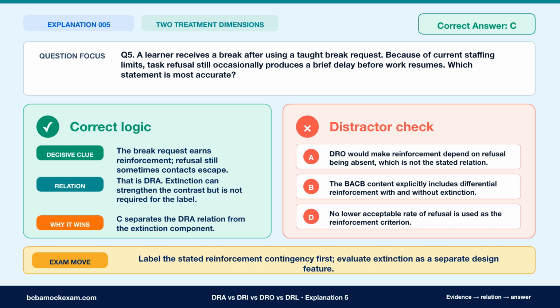Check the other letters. A, DRO would make reinforcement depend on refusal being absent, which is not the stated relation. B, the BCBA content explicitly includes differential reinforcement with and without extinction. D, no lower acceptable rate of refusal is used as the reinforcement criterion. Label the stated reinforcement contingency first. Evaluate extinction as a separate design feature.